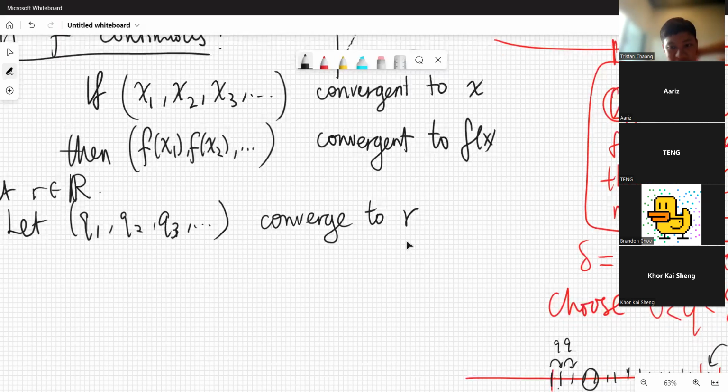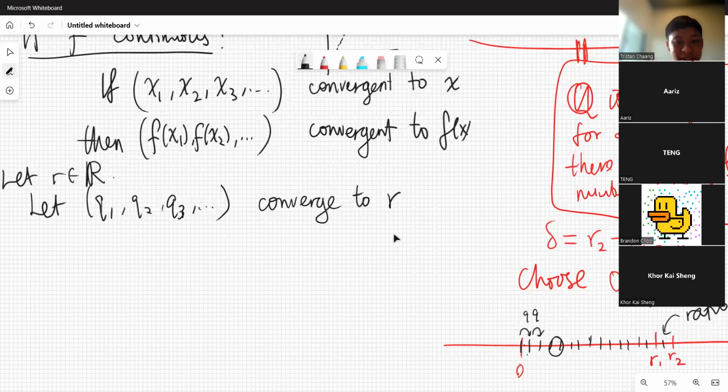And why does it exist? We just consecutively use the density argument for the interval r minus epsilon, r plus epsilon or something. So in a very, very small neighborhood of r, there must be a rational number inside. And if we just narrow this interval more and more, we will keep finding rational numbers inside. So if we just pick those rational numbers out, then this sequence will be convergent to r, if that makes sense.